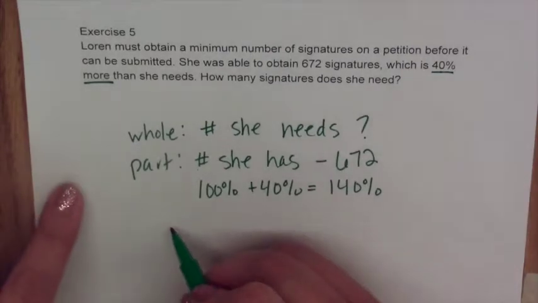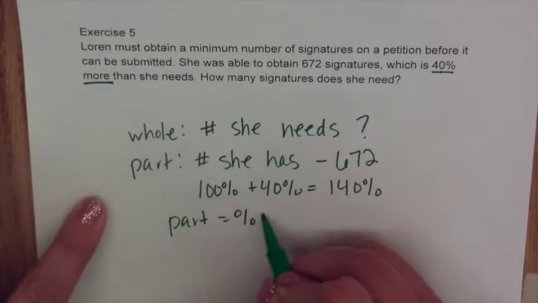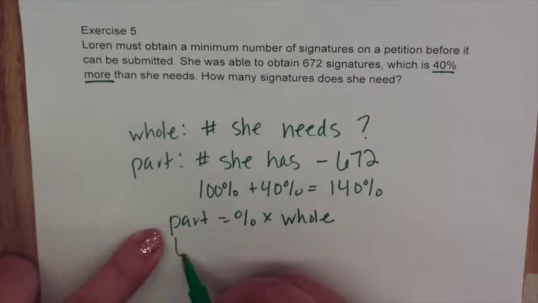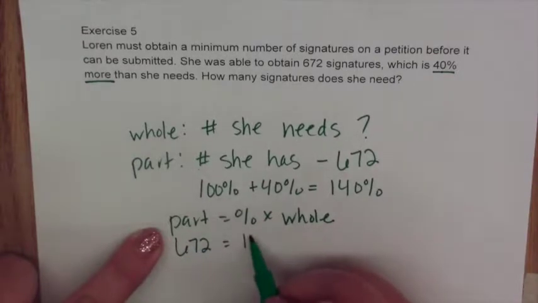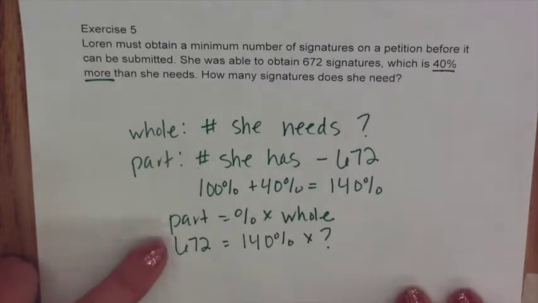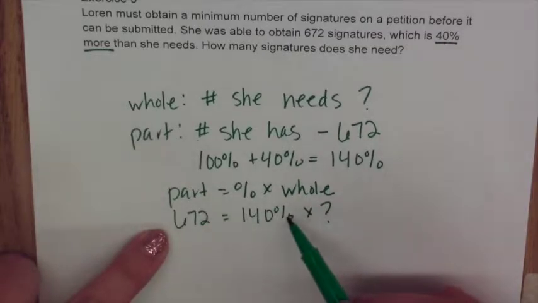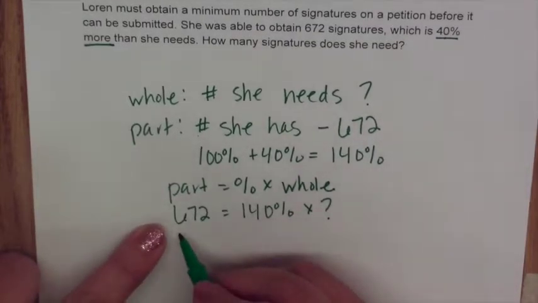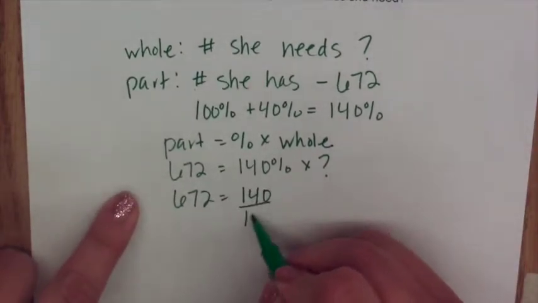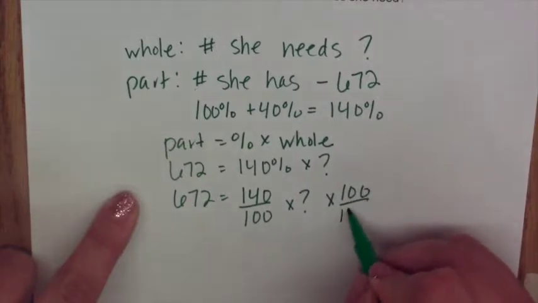All right, so let's look at this two ways. Let's use our formula first. Part equals percent times whole. All right, so our part, 672, is equal to 140% times our whole, which we don't know. So I'm going to take my percent and write it as a fraction so that when I go to solve, I can use my multiplicative inverse. So percent is out of 100. All right, so I'm going to multiply by my multiplicative inverse.